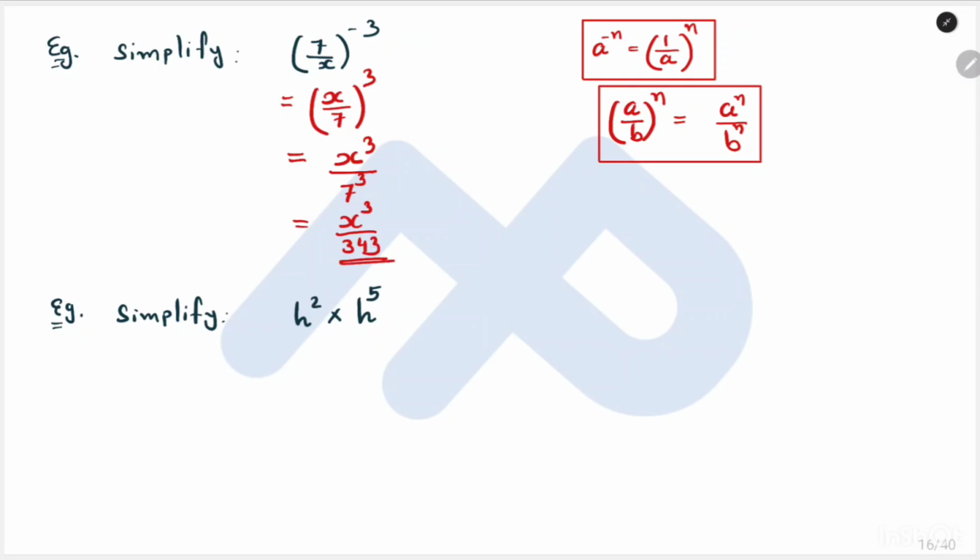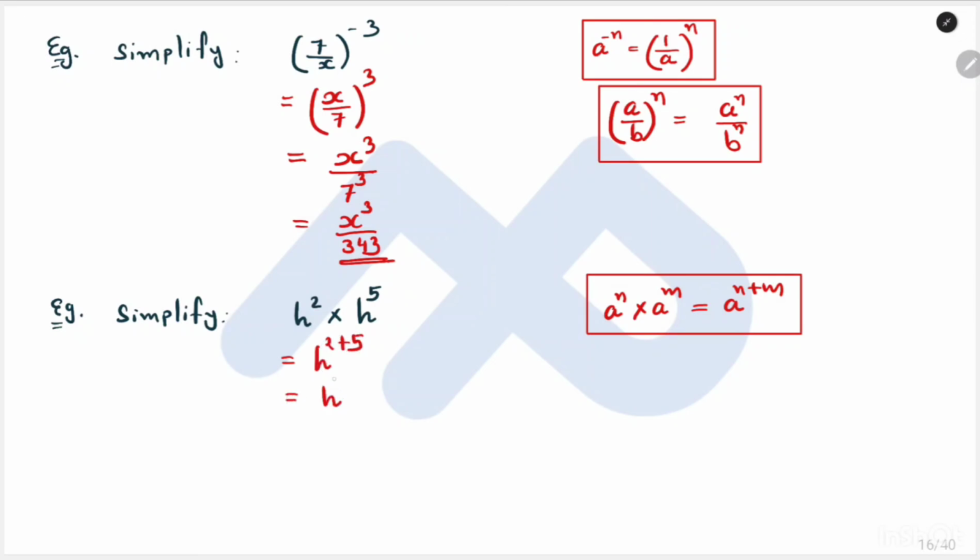Very easy. Two indices rules are applied here. Here in the second question, only one rule is applied. You see there is a multiplication and the bases are common. So whenever there is a multiplication with the same base, you add the powers. This is the rule I'm writing here. So h raised to 2 plus 5, that is h raised to 7. Simple.